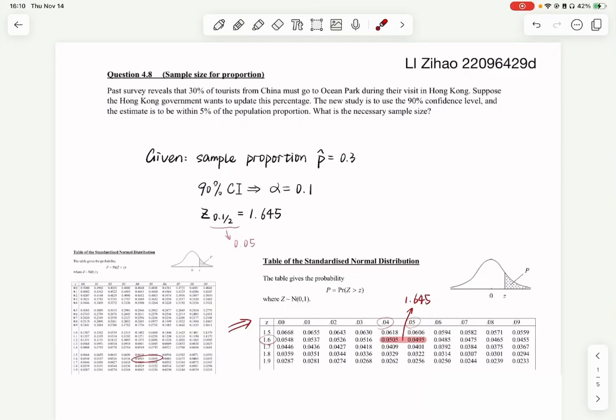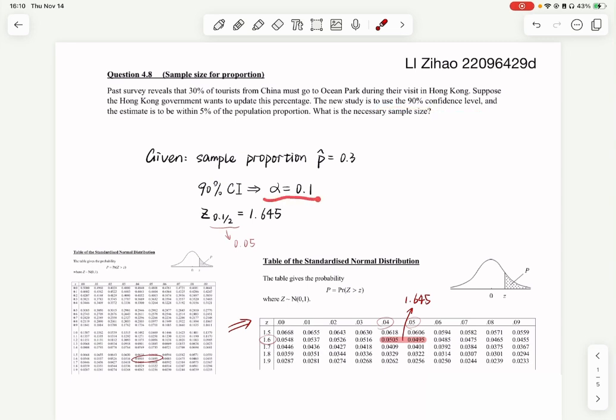Hello everyone, I'm Li Zihao. Now let's look at question 8 about the sample size for proportion. In the question, it is given that the sample proportion is equal to 30%. So here P equals 0.3, and we need to use a 90% confidence interval.